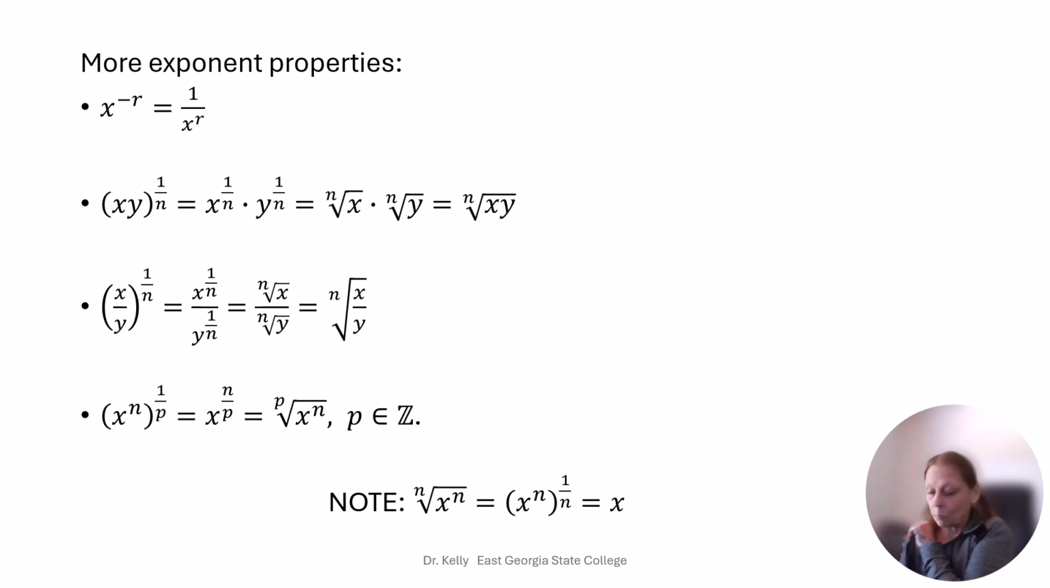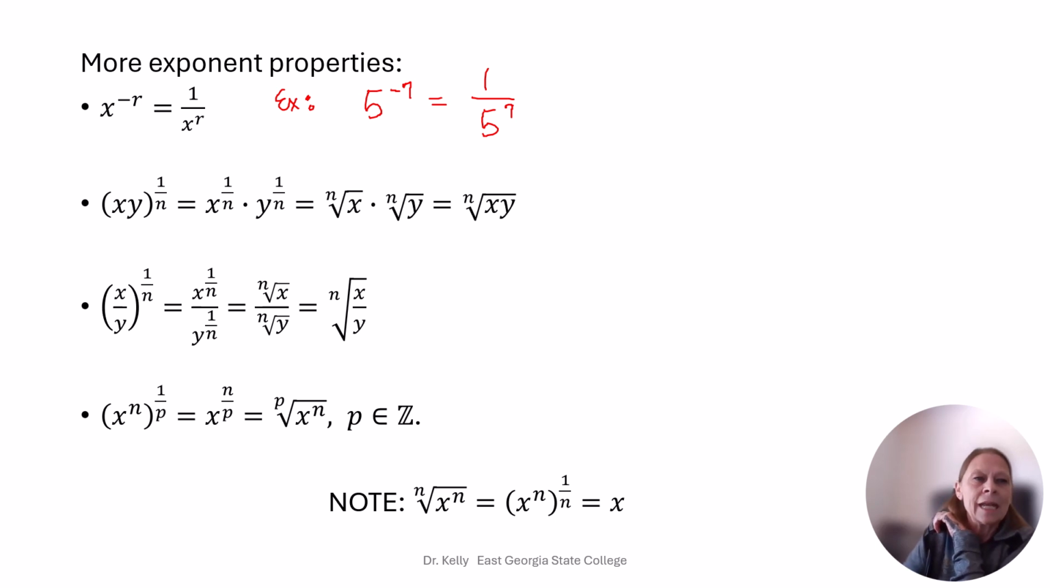Here are some more exponent properties, and I wanted to give you an example of each of these. This first property says x to the negative r, and an example of that could be something like 5 to the negative 7. That's equal to 1 over 5 to the 7th power. So one thing I want to say is negative exponents flip your fraction over. Okay, and remember, no matter what you have, whole number or not, it is always a fraction.